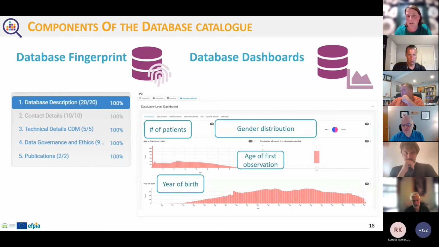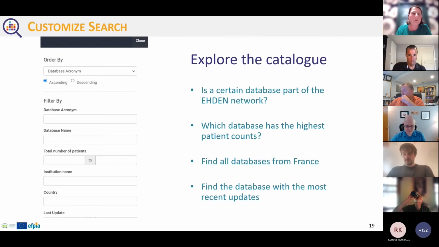And here you get already a nice view of the number of patients in the database, the gender distribution, age of first observation, year of birth, all those high-level interesting aspects of the database. And so this is on the level of an individual database. But of course, you would also like to do that with different databases, which you will see in the next feature.